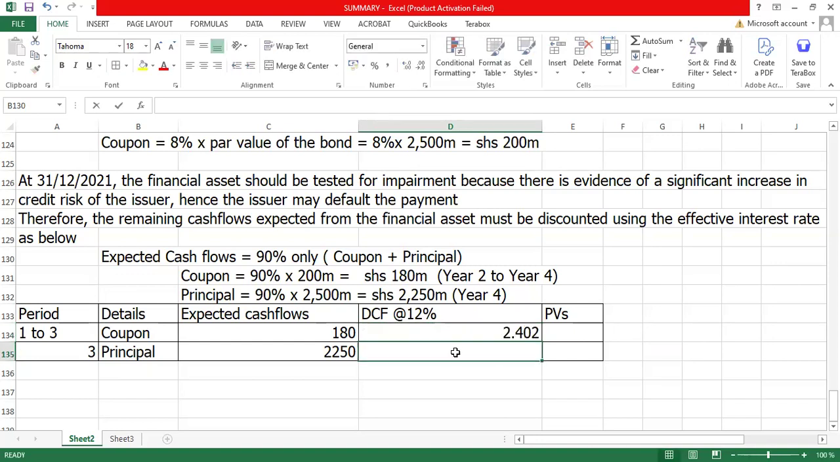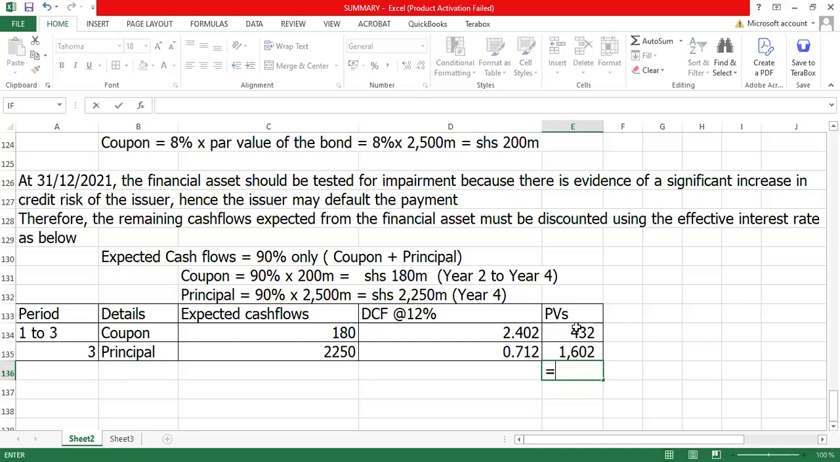Okay, then here it is 0.712. Then for the present value you multiply. Since we are keeping values in millions, you multiply. If you add, what do you get?